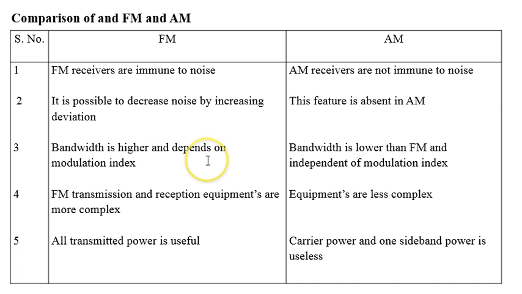In AM, bandwidth is higher and depends on the modulation index. Here in frequency modulation, bandwidth is independent of the modulation index. FM transmission and reception equipment is more complex, while AM equipment is simple. In FM all transmitted power is useful, whereas carrier power and one sideband power is useless in amplitude modulated systems.